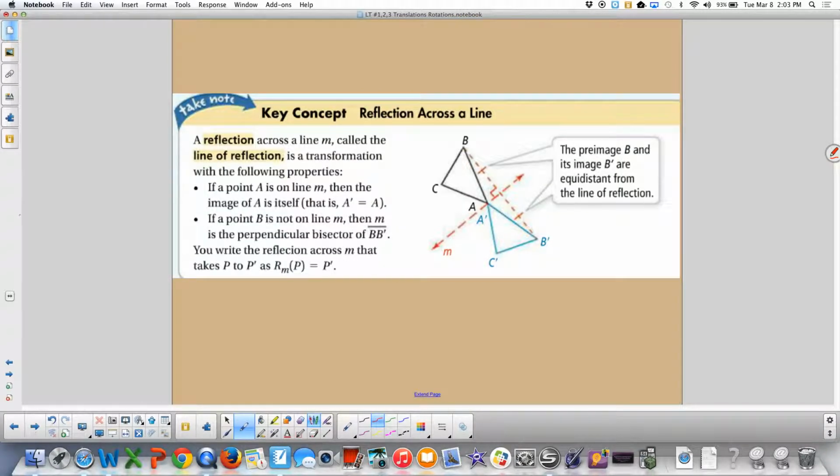Here, reflection across a line. Go ahead and pause the movie, add this to your geometry toolbox, and press play when you're finished.